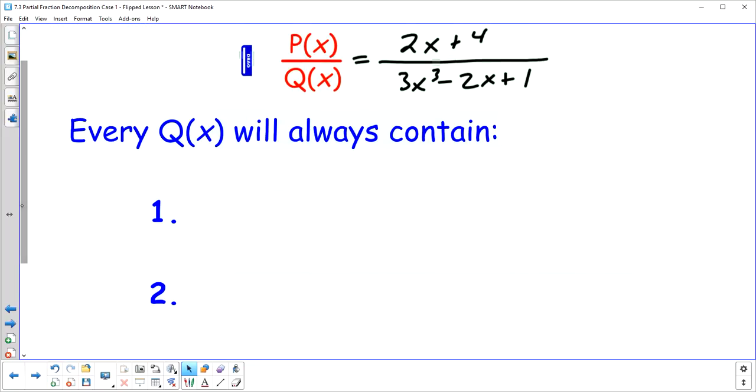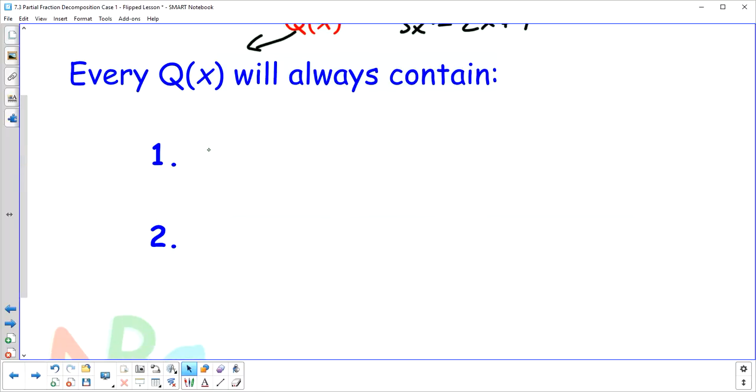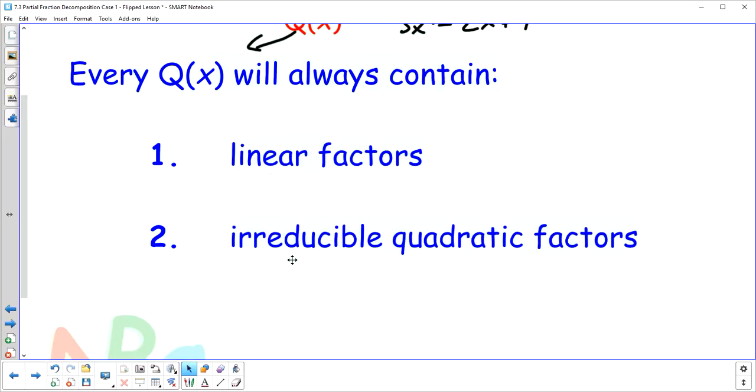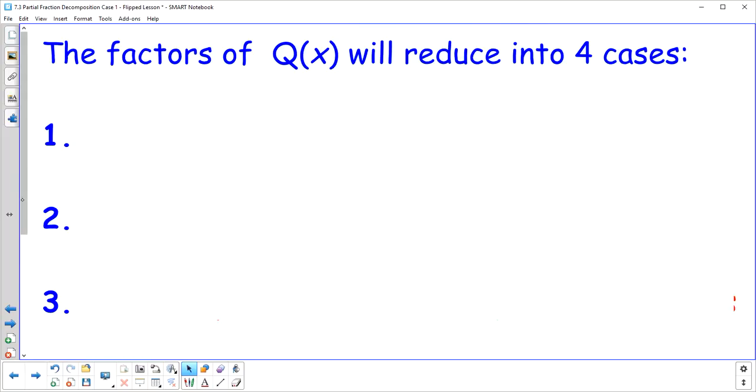Okay, so every q of x, and you notice now we're talking about our denominator that we're going to look at, is always going to be able to be written as a set of linear factors or what are called irreducible quadratics. Now, irreducible quadratics could be something like x squared plus 2x plus 3. Okay, and it's considered irreducible because there's no way to factor this without using irrational numbers or having imaginary solutions. This would be unfactorable.